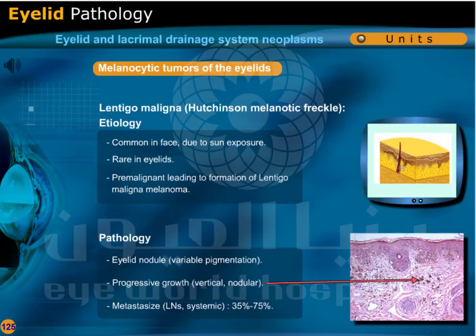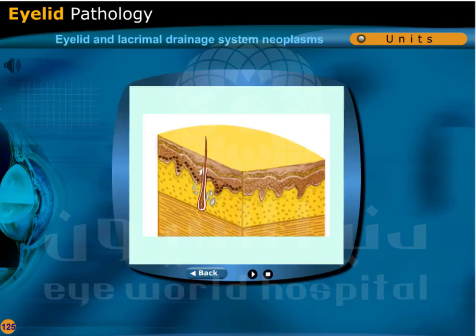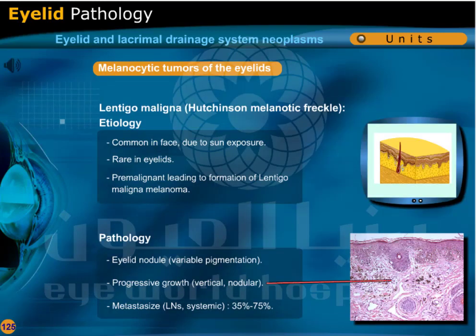Lentigo maligna or Hutchinson melanotic freckle. This is common in the face due to sun exposure, but rare in eyelids. It is a premalignant lesion leading to formation of lentigo maligna melanoma. It may present as an eyelid nodule with variable pigmentation or as a progressive growth, vertical, nodular. It may send nodal or systemic metastasis in 35 to 75%.